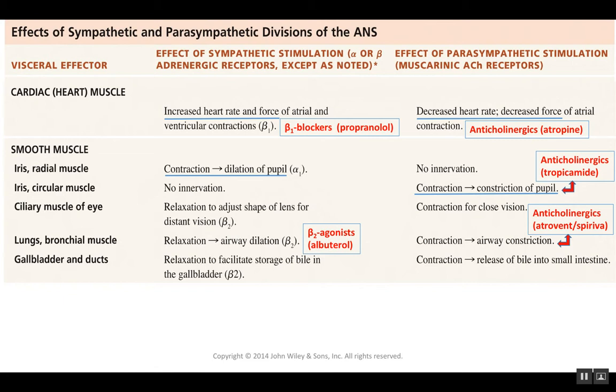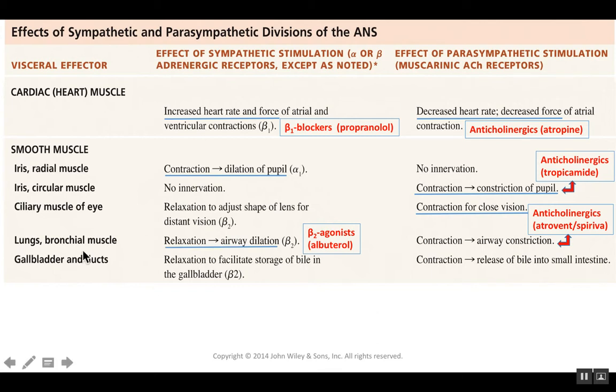Constriction is parasympathetic. We've got drugs, anticholinergics, that we can use as eye drops that cause pupils to dilate. If you've ever had your eyes looked at and you've had your pupils dilated, that was an anticholinergic. It blocks the constriction of the pupil and hence results in dilation of the pupil. Ciliary muscle, that's the one that helps us focus, close vision. That's resting. Contraction for close vision.